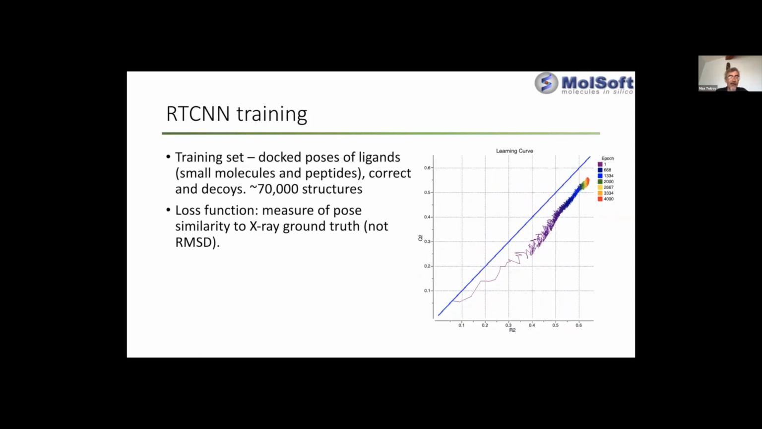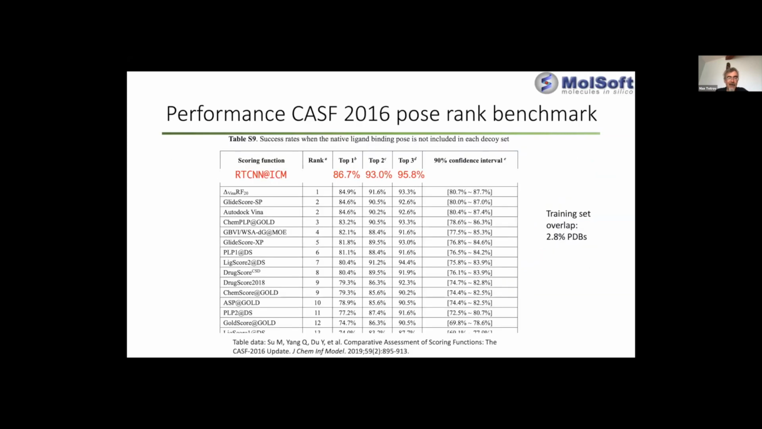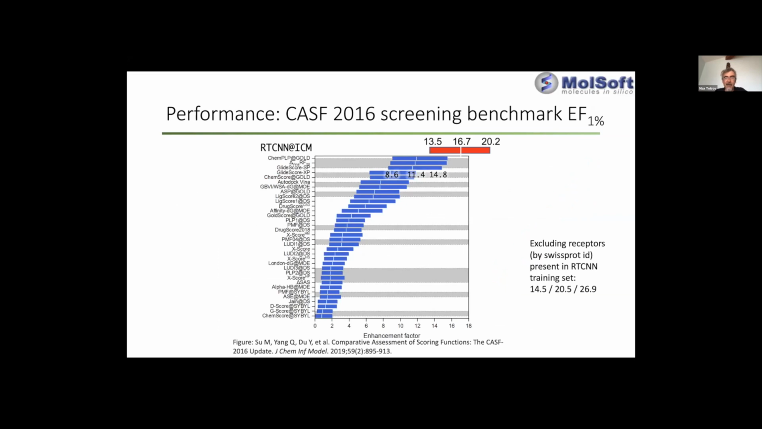We trained it on a training set of docked poses for ligands that are small molecules and peptides, correct poses and decoys, about 70,000 structures. It's kind of a learning curve of how the training proceeds. And here are the evaluation results using CASF benchmark pose prediction, pretty good. This is screening, enrichment factors. Average enrichment factors you see are quite a bit higher than typical for other methods.